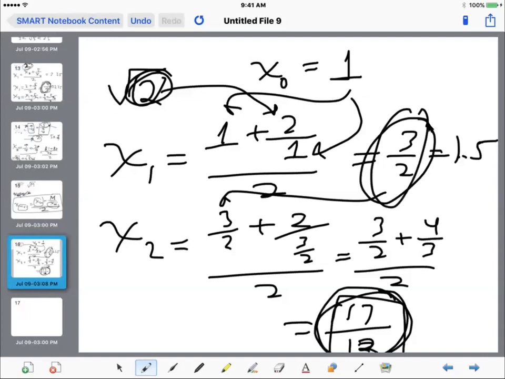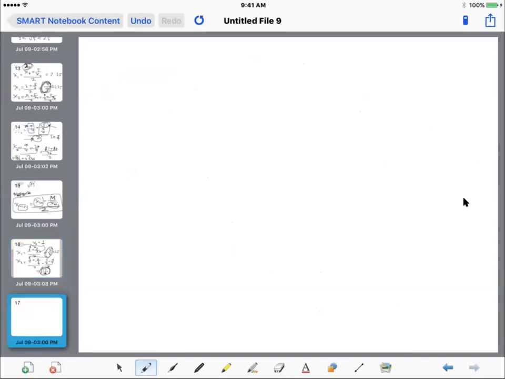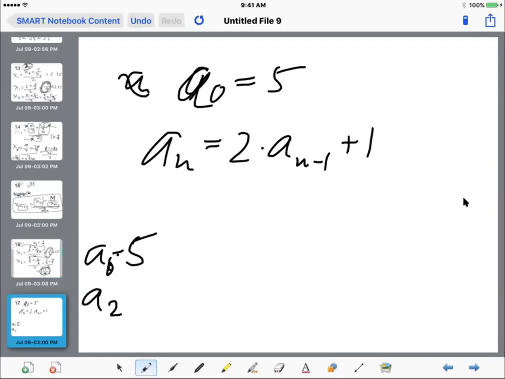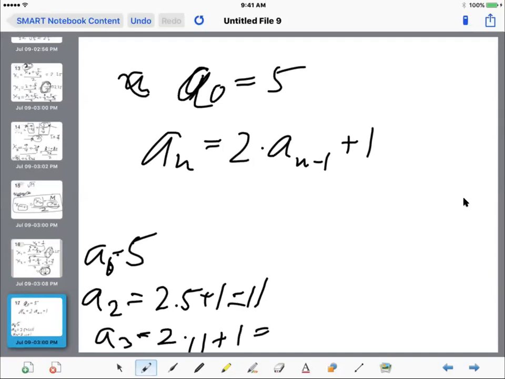Babylonian square root algorithm. This is also called a recursive algorithm. Some people are teachers and you teach algebra, and you've seen stuff like this. They write a zero equals 5, and a n equals 2 times a n minus 1 plus 1, and it generates what's called a recursive formula. So a zero equals 5, a 1 equals 2 times 5 plus 1 equals 11. A 2 is 2 times 11 plus 1, 23, and so on.